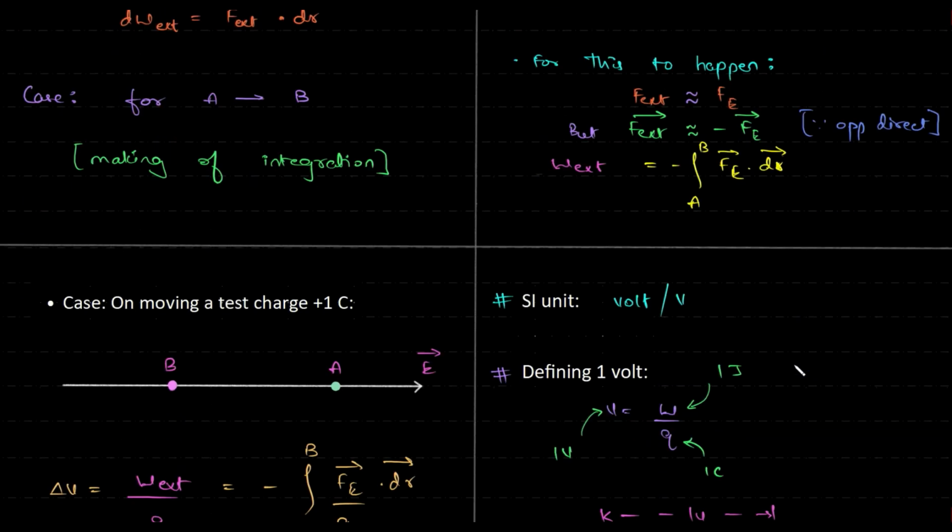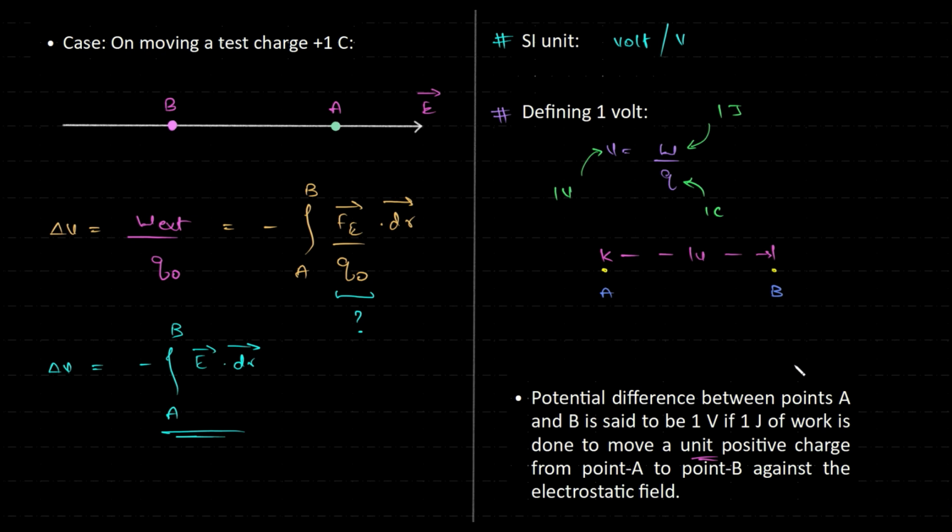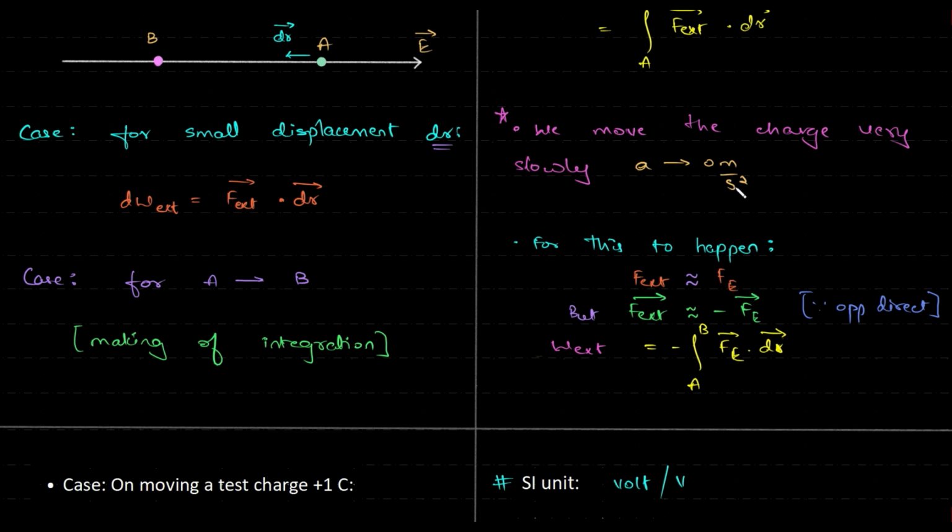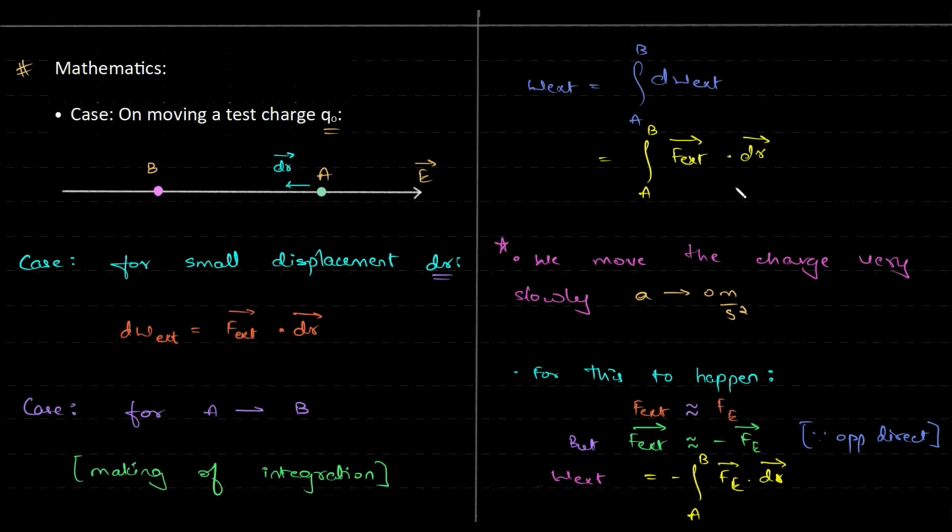Now, if I want to look at just 1 coulomb of charge, what should I do? I should divide by Q naught, as simple as that. 10 apples will cost 100 rupees, 1 apple will cost 100 by 10. So similarly, we'll divide by Q naught, and the expression we get is your potential difference between point A and B. And you guys know how to define 1 volt, right? 10th grade syllabus again, but here too you can see the same funda.